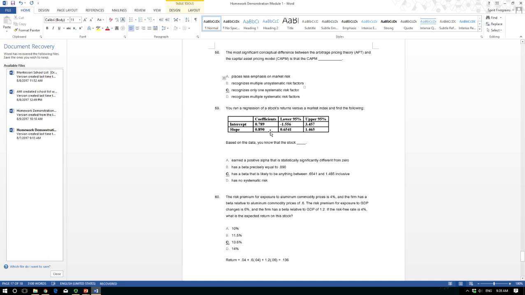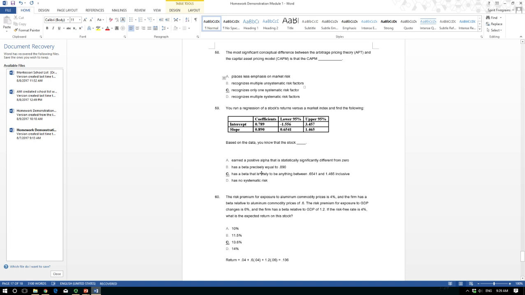The beta is actually the coefficient on the slope, 0.89, and the intercept is 0.789. Based on the data, did the stock earn a positive alpha that is statistically significantly different from zero? The alpha is equal to this intercept, 0.789, which is positive. But is it statistically significantly different from zero? Look at the range of this coefficient: it ranges from negative 1.556 to 3.457, so it could be zero, negative, or positive. This estimate is not statistically significant, so A is not true.